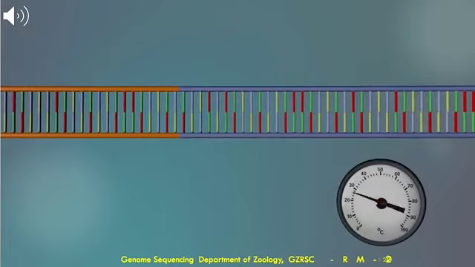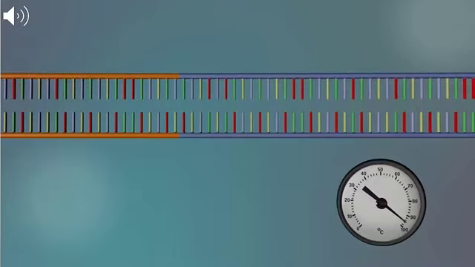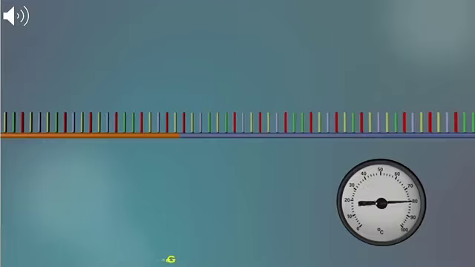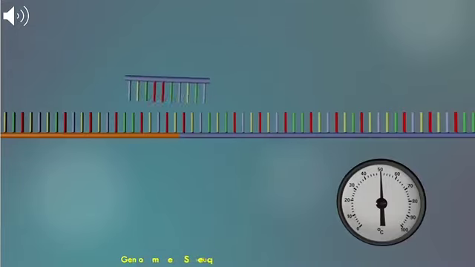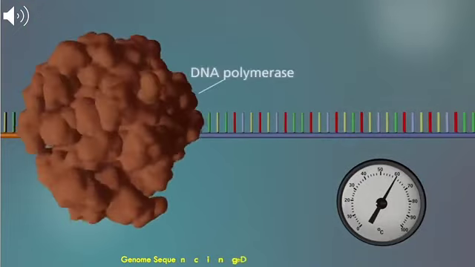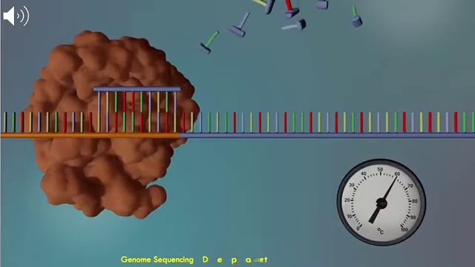To start the sequencing reaction, everything is heated to 96 degrees Celsius. This separates the DNA into two single strands. The temperature is then lowered to 50 degrees. This enables the DNA primers to bind to the plasmid DNA. The temperature is then increased to 60 degrees centigrade, and the enzyme DNA polymerase binds to the primer DNA.